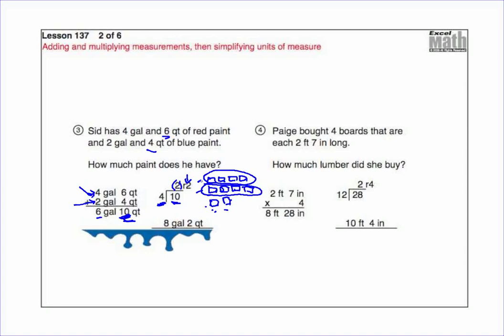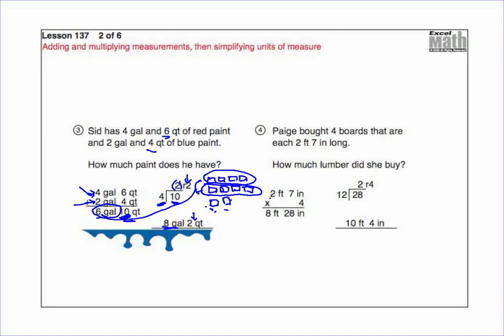I take these 2 gallons and I combine it with the 6 gallons that I already started with to make a total of 8 gallons. And then these 2 quarts that are left over go right there. So the answer is 8 gallons and 2 quarts. Paige bought 4 boards that are each 2 feet 7 inches long. How much lumber did she buy?